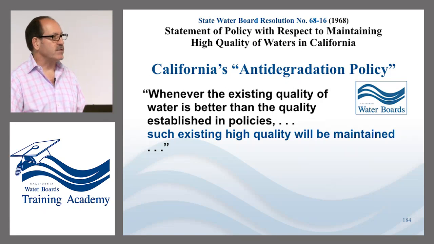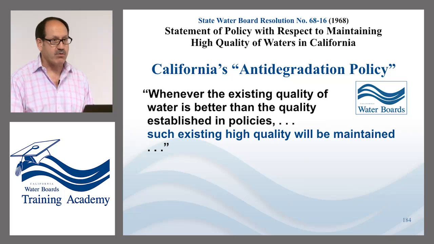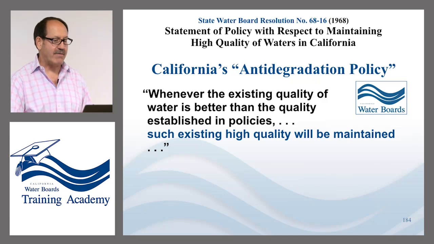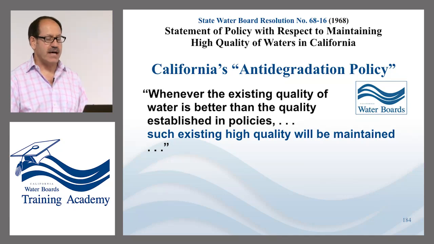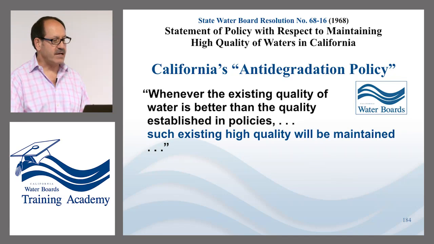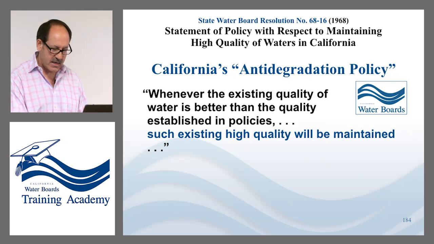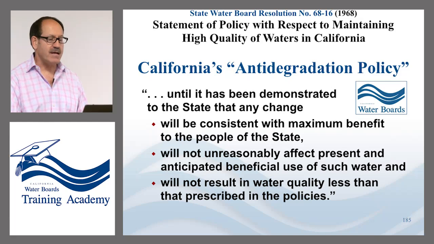So for that reason, we have an anti-degradation policy. EPA requires all states and tribes that have promulgated or delegated authority under the Clean Water Act to have an anti-degradation policy. Ours was actually adopted a long time ago, 1968. And it says whenever the existing quality of water is better than the quality established in policies, in other words, it's better than our water quality objectives, such existing high quality will be maintained until it's been demonstrated to the state that a number of factors are met.